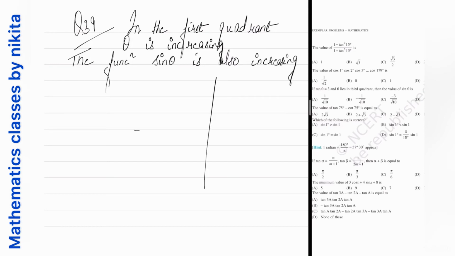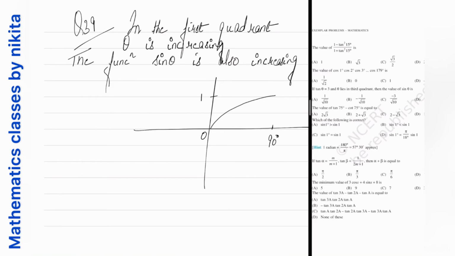If I draw the graph of sin theta, suppose this is your 0 degrees and this is your 90 degrees, then sin 90 is 1. The value it takes is sin 0 is 0. So it takes the values like this, and then it again goes down. And what is sin 180? What is sin pi? That is 180 degrees, 0. So sin theta is an increasing function in the first quadrant.